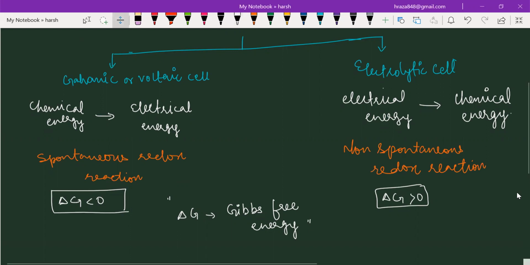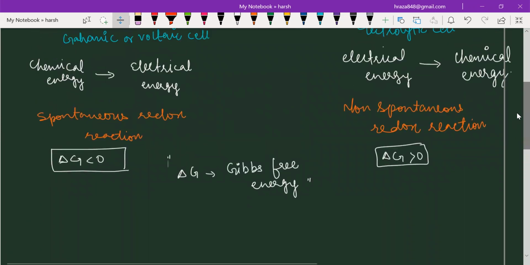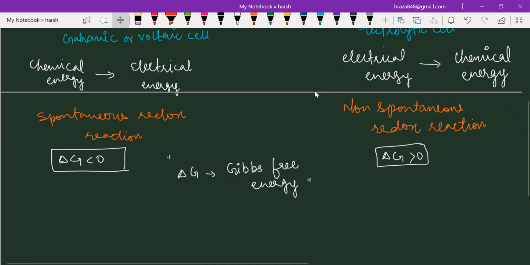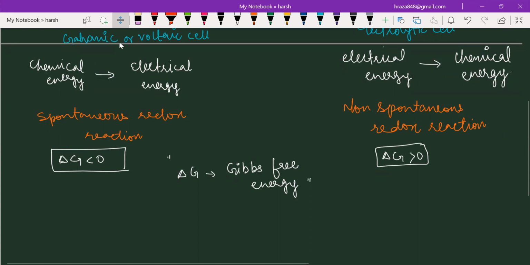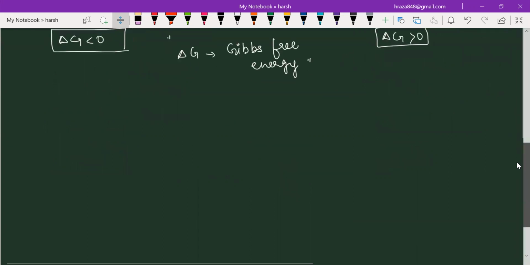So, are you done with this? Yes, sir. Can you just scroll up and write that Gibbs free energy code? Done, sir. Very good.